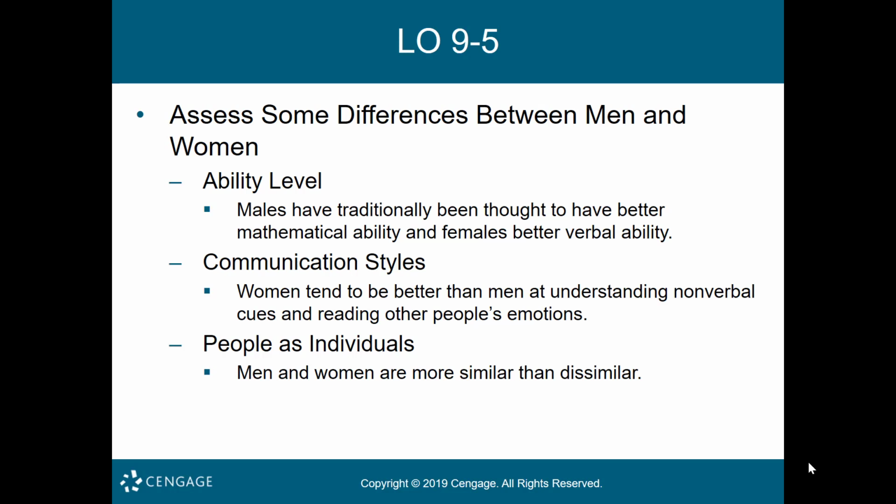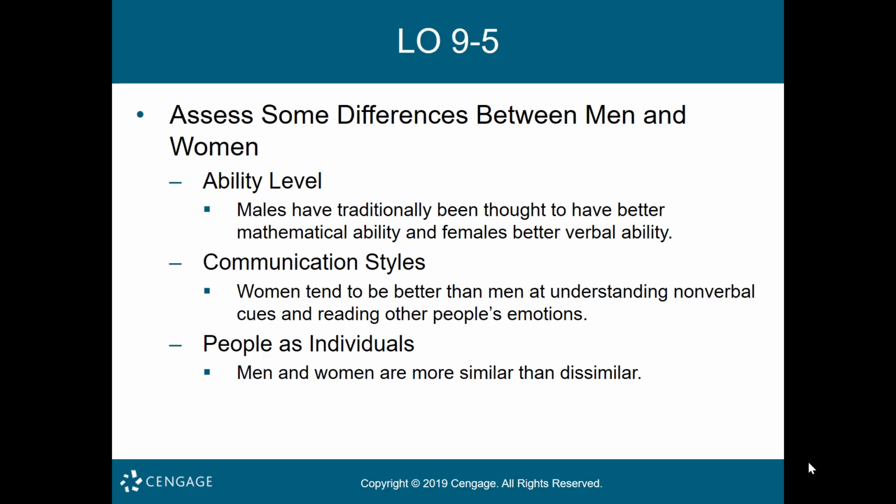However, later research has raised some serious questions about the extent of these differences and even whether significant differences exist at all. Another area in which differences between males and females are evident is in verbal and nonverbal communication style. Women tend to be better than men at understanding nonverbal cues and reading other people's emotions. In general, women are in better touch with their emotions and the feelings of others.